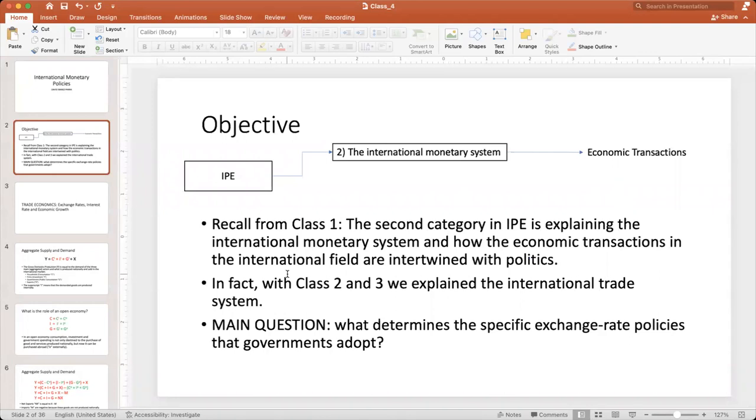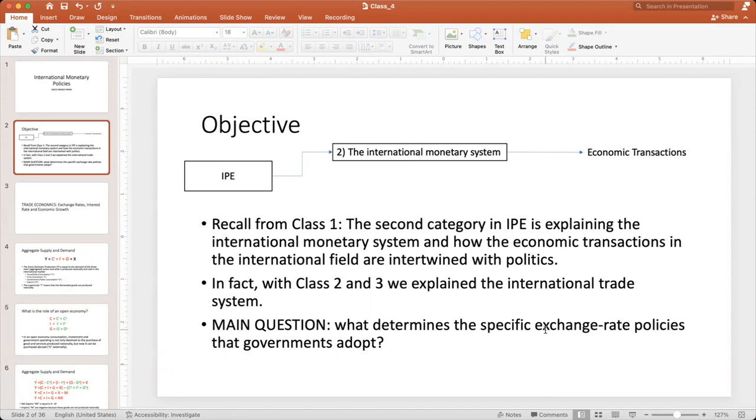So recall from class 1, there are 4 categories in IP. In class 2 and class 3, we explained the first category, which was the international trade system. So this week, we have to explain the international monetary system. That is the second category in IP. The international monetary system explains how the economic transactions in the international field are intertwined with politics. So our main question in this class is what determines the specific exchange rate policies that governments adopt.